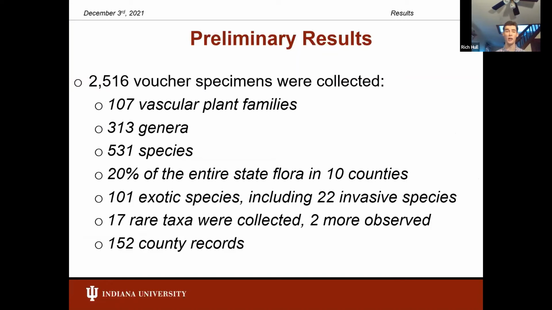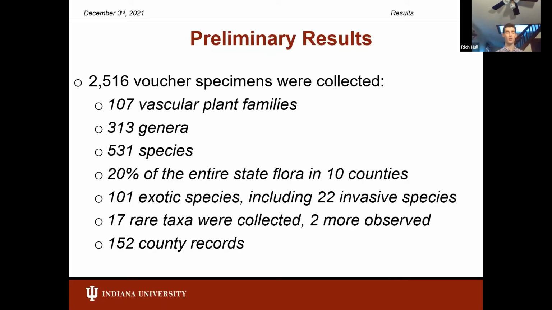So overall, this is the first collection year of 3 collection years. And I collected just over 2,500 voucher specimens that represent 107 vascular plant families, 313 genera, and then 531 vascular plant species. This represents about 20% of the entire state flora in just 10 counties.